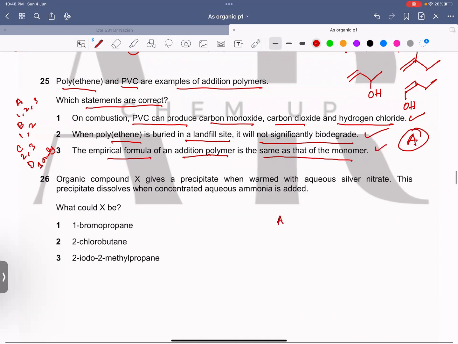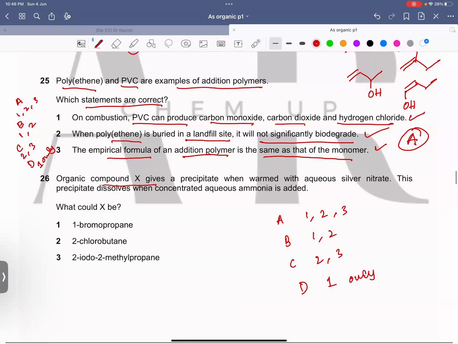Again, we have these 3 statements. A can be 1, 2, and 3. B is 1 and 2. C is 2 and 3. And D is 1 only. Organic compound X gives a precipitate when warmed with aqueous silver nitrate. This precipitate dissolves when concentrated aqueous ammonia is added.